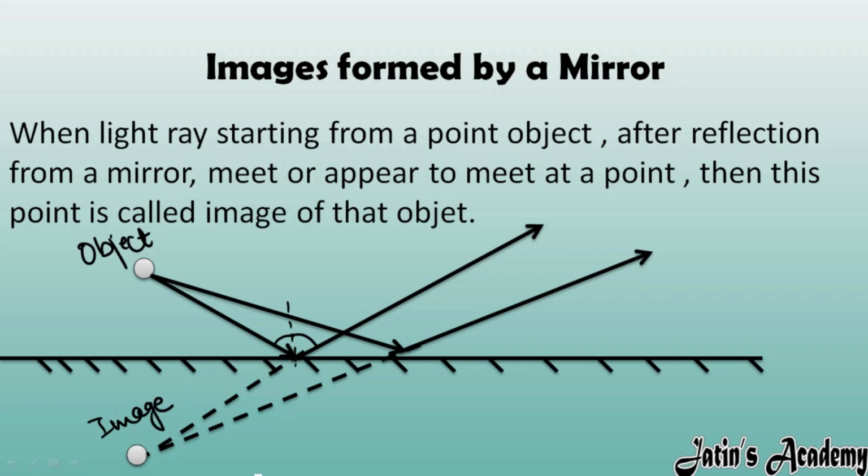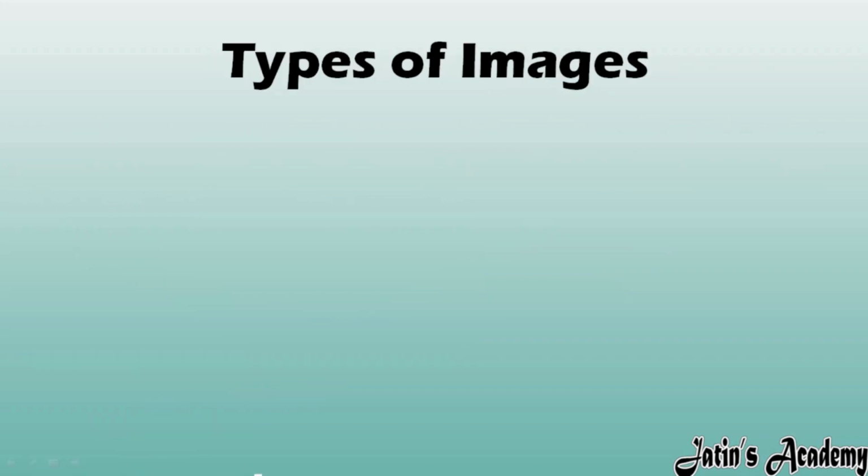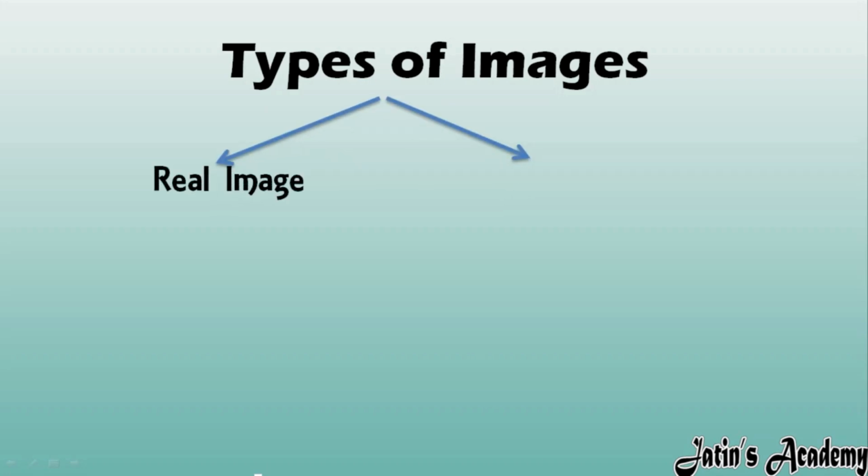Okay. Next, we are having types of images. So there are two kinds of images. First, we are having real image. Second, we are having virtual image. So what do you mean by real image? See carefully. As the name suggests, real image. Real images means those images in which reflected light rays actually meet in the real world.